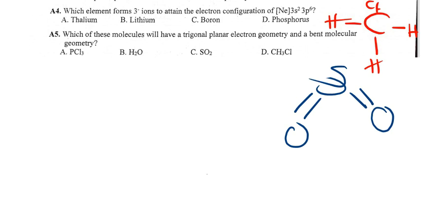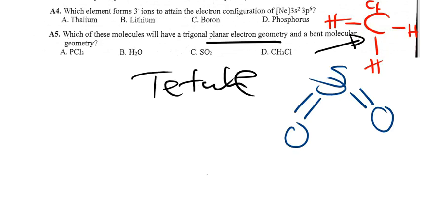Then the other one has no lone pair electrons, so there is no difference between the electron geometry and the molecular geometry. We just have the molecular geometry, which of course is tetrahedral because there are four connections to the central atom. And that's the end for this section of the answers.